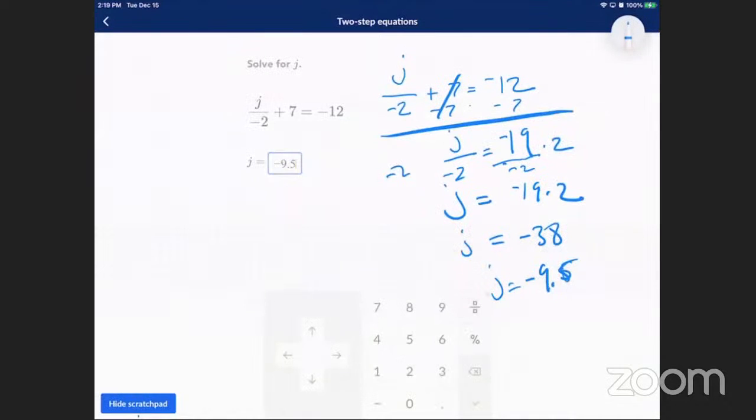So I'm just going to check it real quick. Negative 9.5 plus, yeah, negative 9.5 over 2 plus 7 equals negative 9.5 over negative 2 plus 7. 11.75. I'm still missing something.